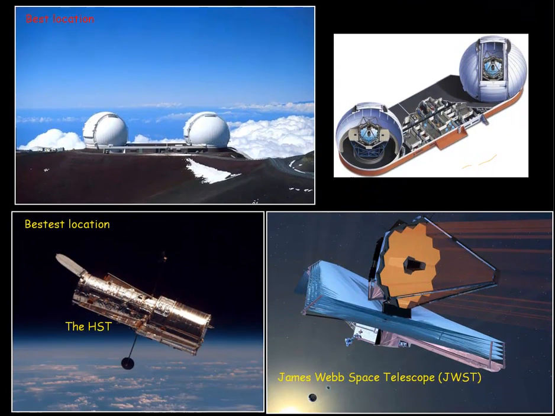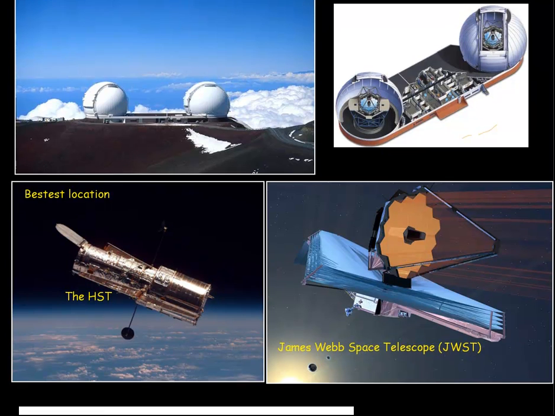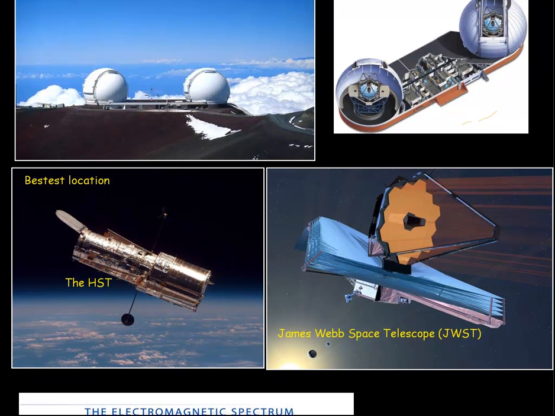Okay, the best location, even if you can't get it up on a mountain, let's actually put it up in space. This is the Hubble Space Telescope, launched I think about 30 years ago. This telescope has been up there as a workhorse. It has a 3-meter reflector mirror back here, primary mirror.